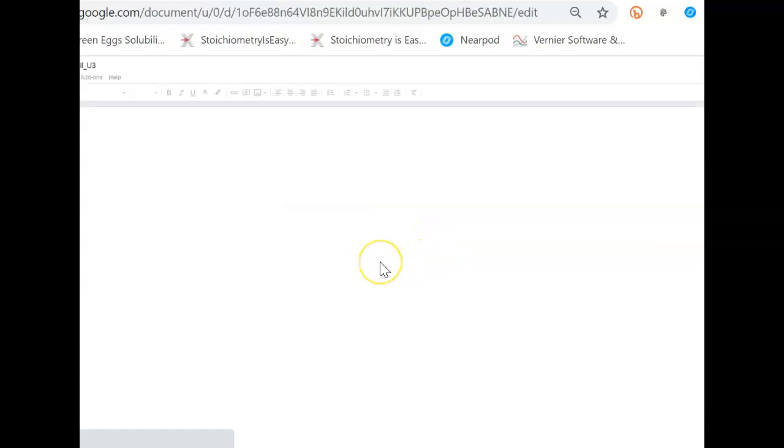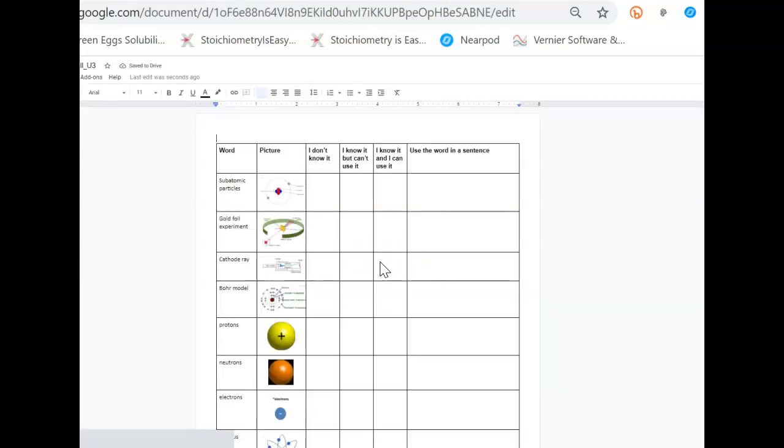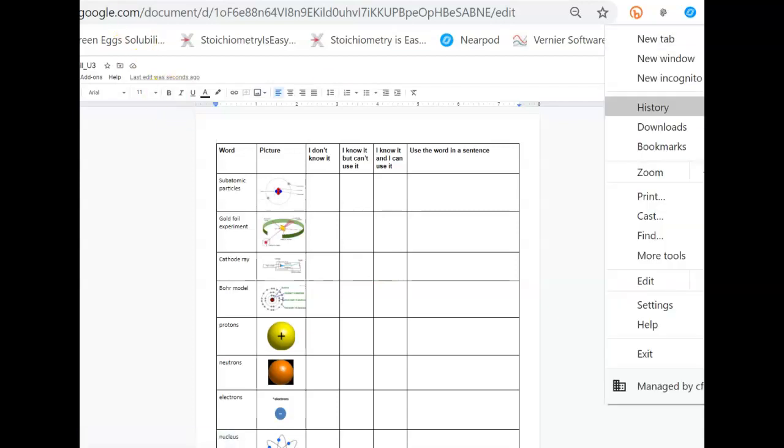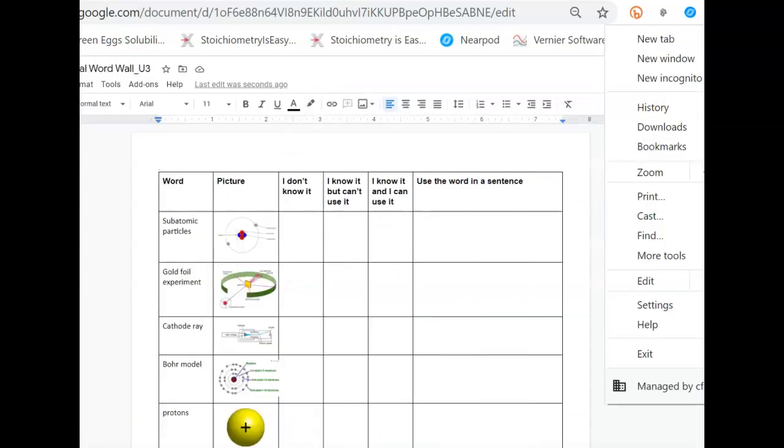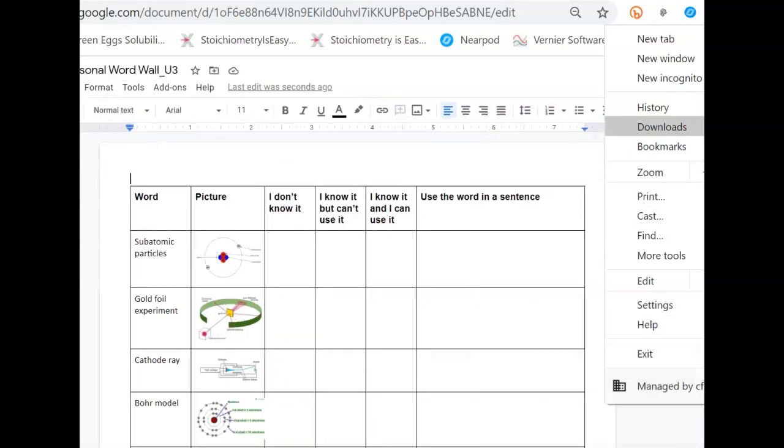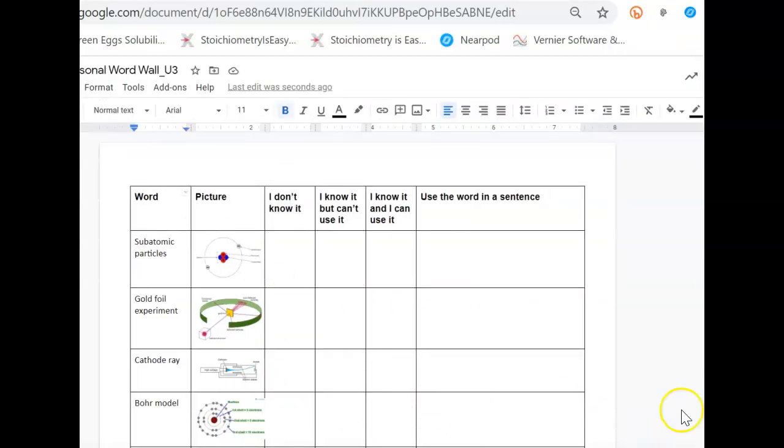So you're going to open your personal word wall for Unit 3, and this is exactly what it looks like. This is nothing more than a worksheet, but it is meant for you to add this to your notes. The way you're going to use it is that for each and every one of these terms, you have a picture. And you may know it right now. You may not know these terms right now.